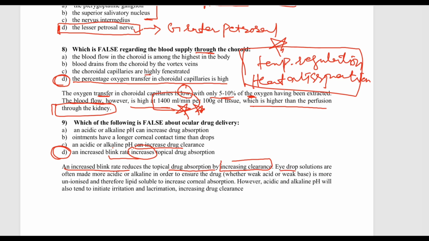Eye drop solutions are often made more acidic or alkaline in order to ensure the drug, whether a weak acid or a weak base, is more unionized and therefore lipid soluble to increase the corneal absorption. So they are made more acidic or alkaline to make them lipid soluble. However, acidic or alkaline pH will also tend to initiate irritation and lacrimation, increasing the drug clearance. Very important.